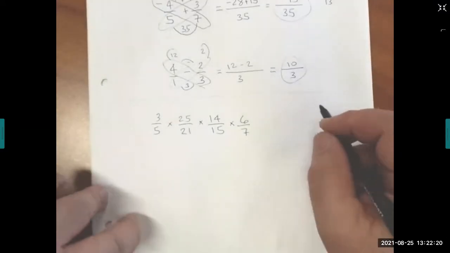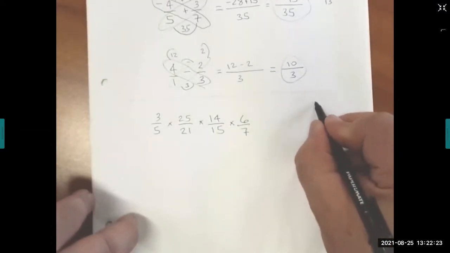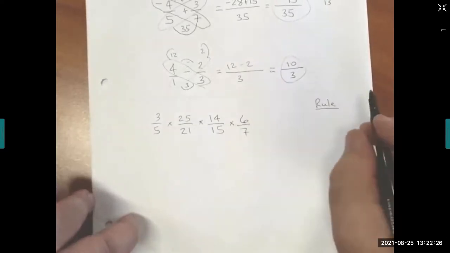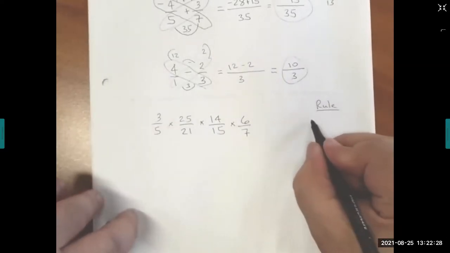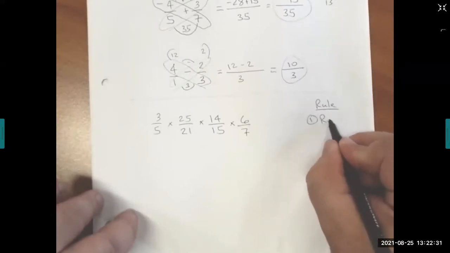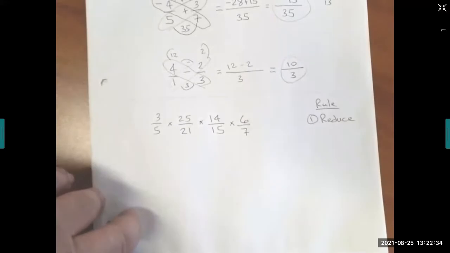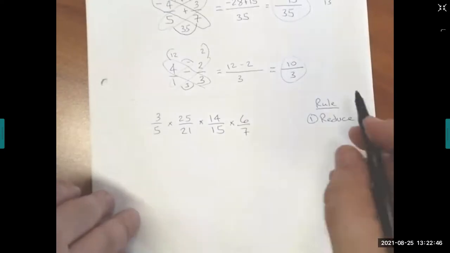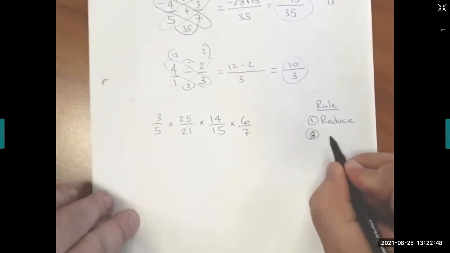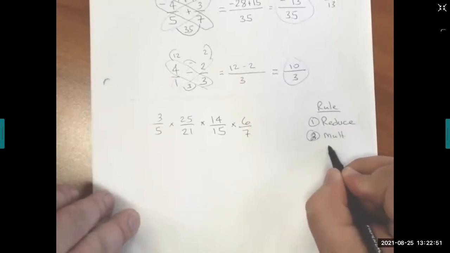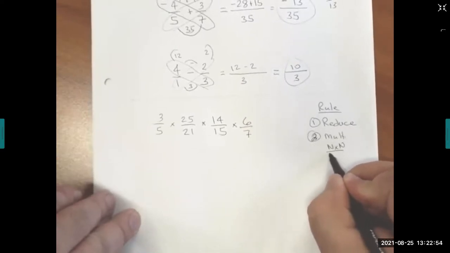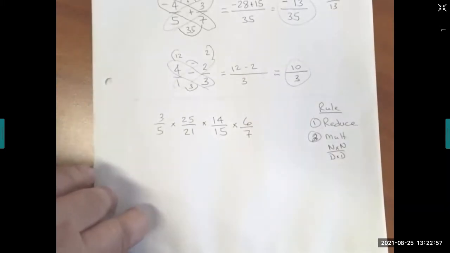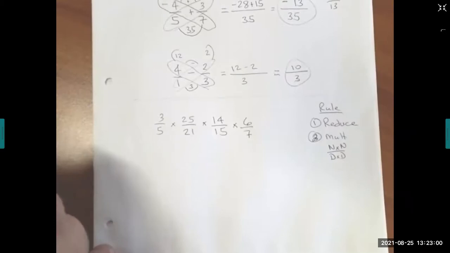Now, the rule about multiplying fractions. This is Arthur's rule. The first thing you should always do is reduce. Anything on top can cancel with anything on the bottom. Once you finish reducing, multiply numerator times numerator, denominator times denominator, and that's your final answer. It's already simplified. You don't have to go any further.